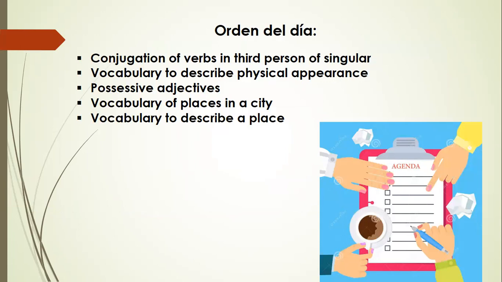Let's start now, guys. In today's session, we are going to look at the conjugation of verbs in the third person of singular. Then we are going to look at vocabulary to describe physical appearance. We are going to make a short review about possessive adjectives, vocabulary of places in a city, and finally, we are going to look at vocabulary to describe a place. That is what we are going to cover in this session.